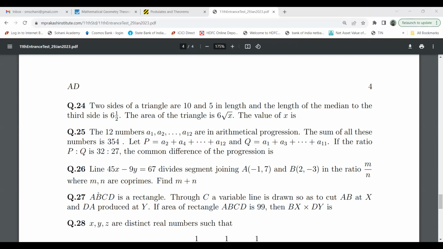Because 32x represents the P part, the sum of P part, and 27x represents the Q part, sum of Q part. Okay, can I rub the board? So in the 24th one, the length of the median, where is it taken the median from? Okay, I'll come to that. Like from which side?